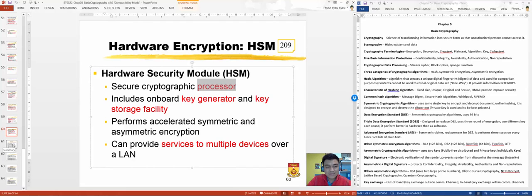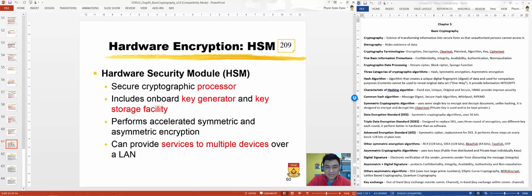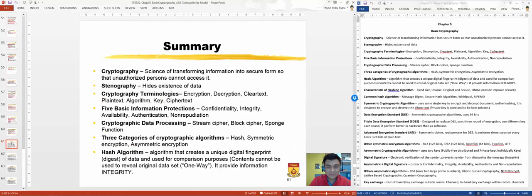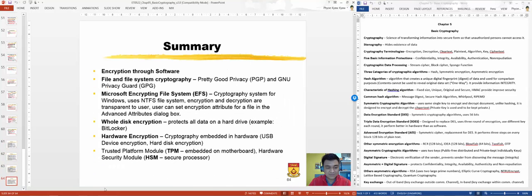Okay, I think this is the end of my slides for chapter 5, and the rest is the summary here, which I have also shown on the right-hand side, my summary for chapter 5.